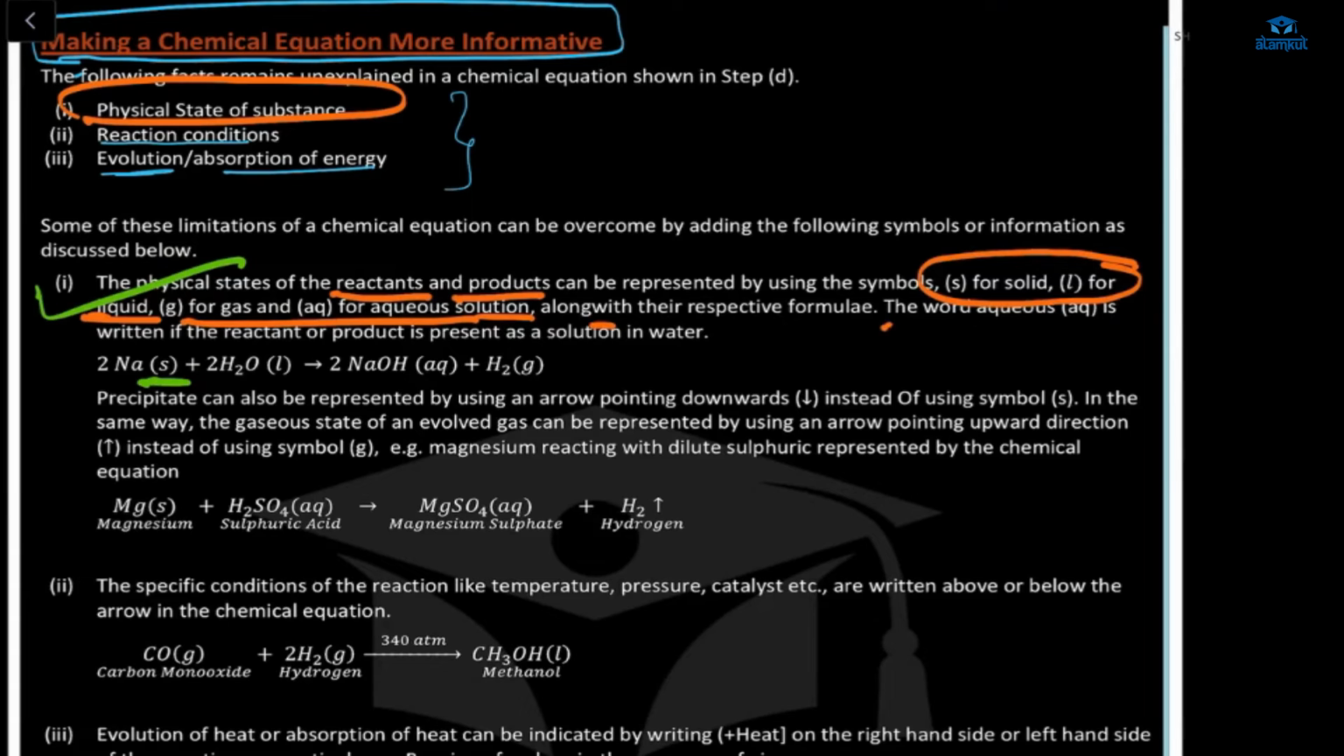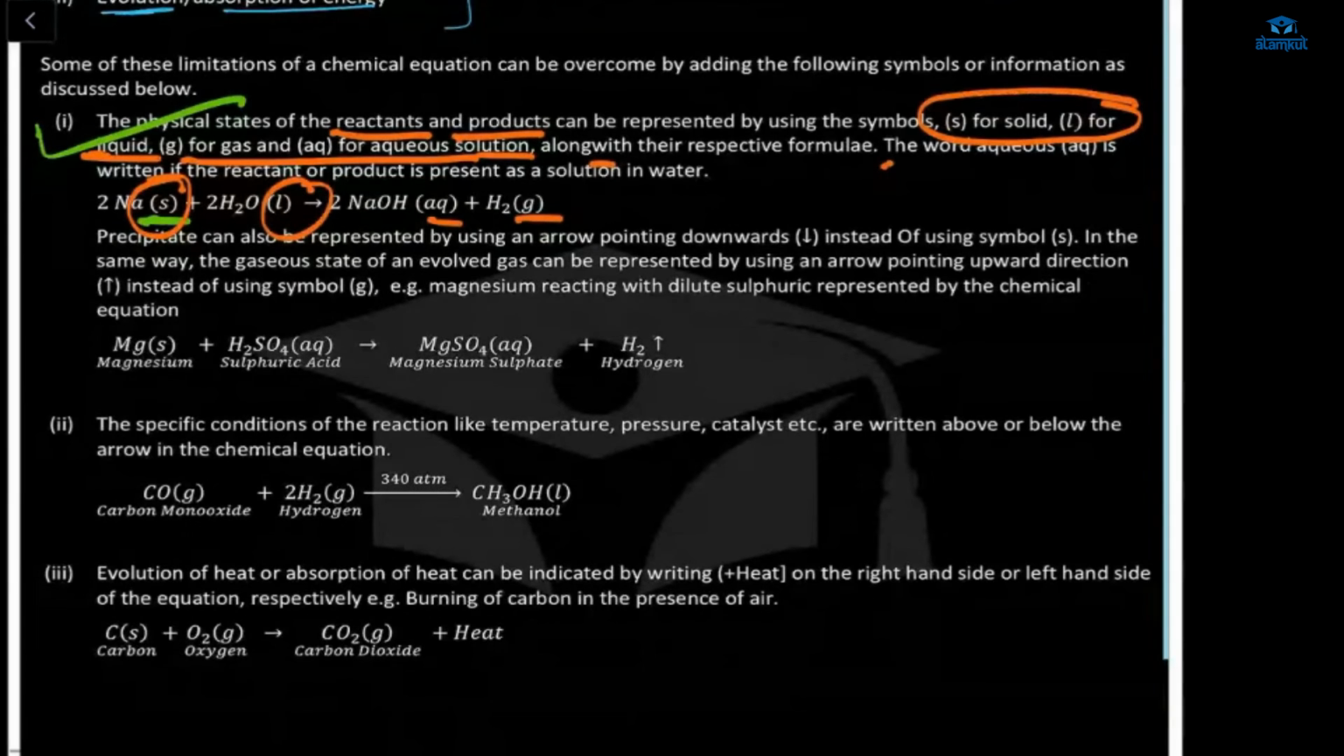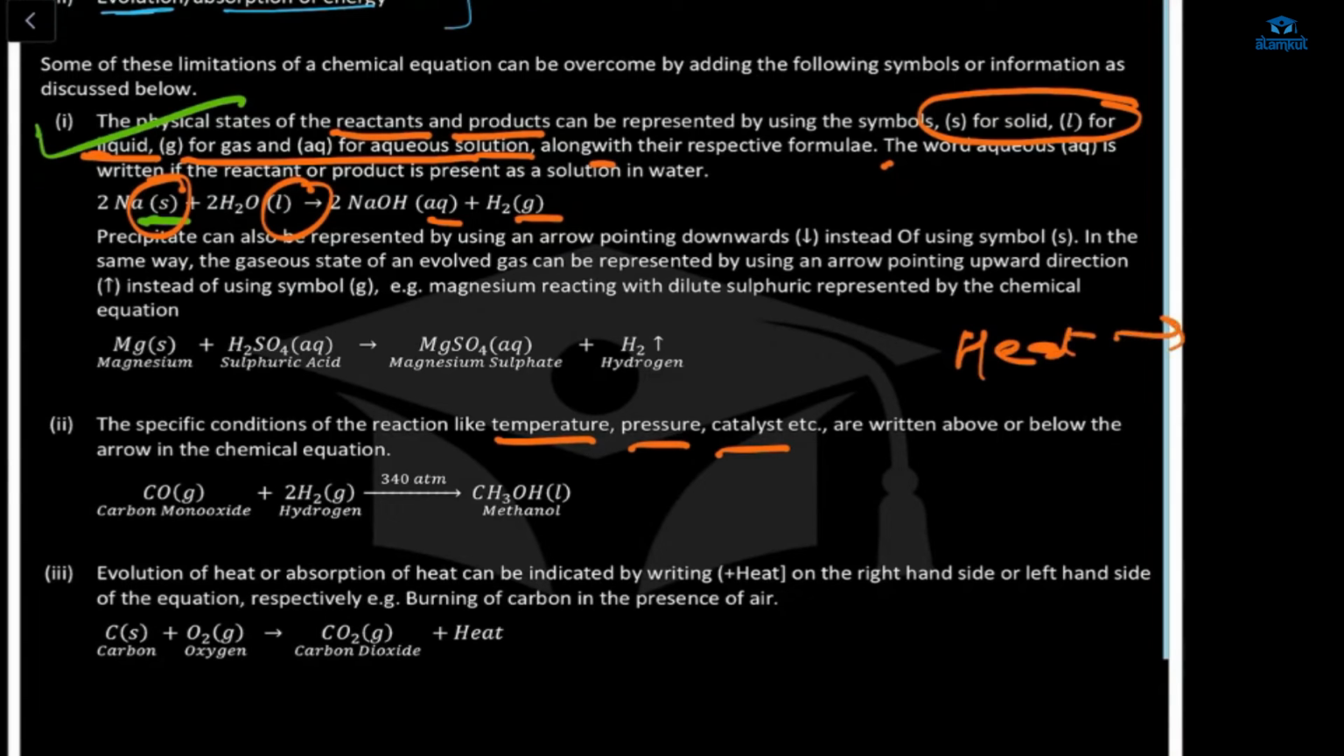Now, along with the respective formula, this S is my solid, L is liquid, AQ is aqueous, and G is gas. This is only the physical state of substance. Now, next is what? Reaction conditions. What are reaction conditions? The specific conditions are temperature, pressure, and catalyst, which I've already told. My heat thing is represented by this delta.